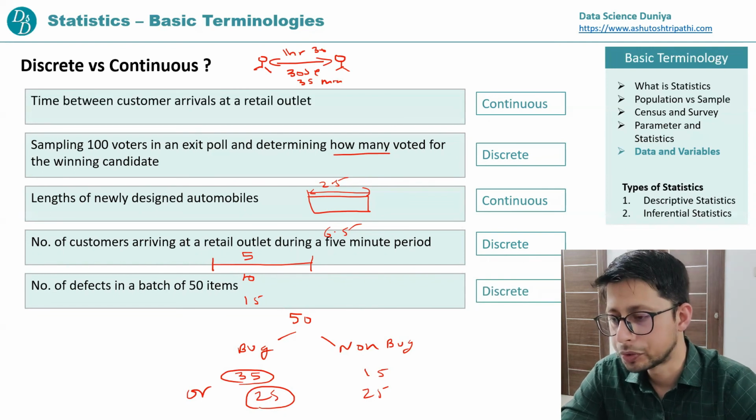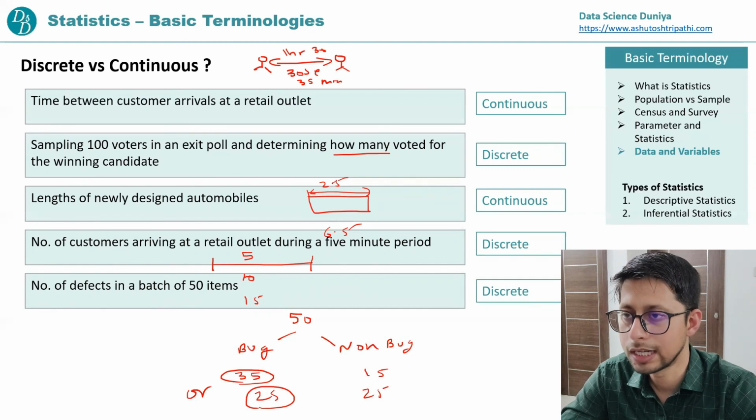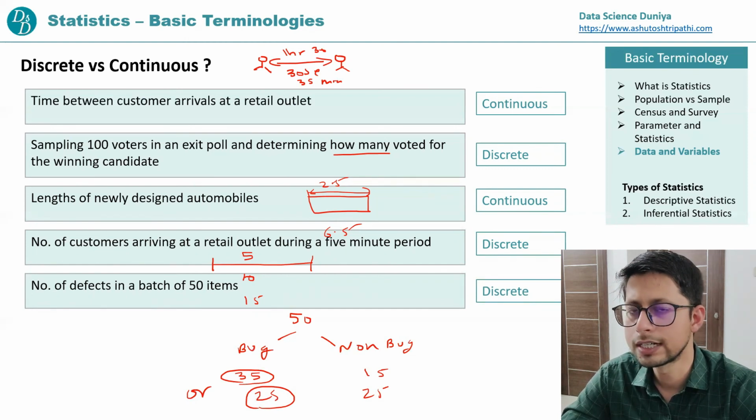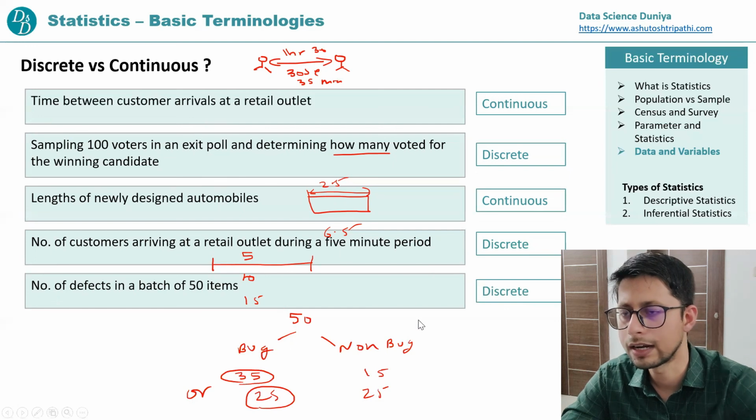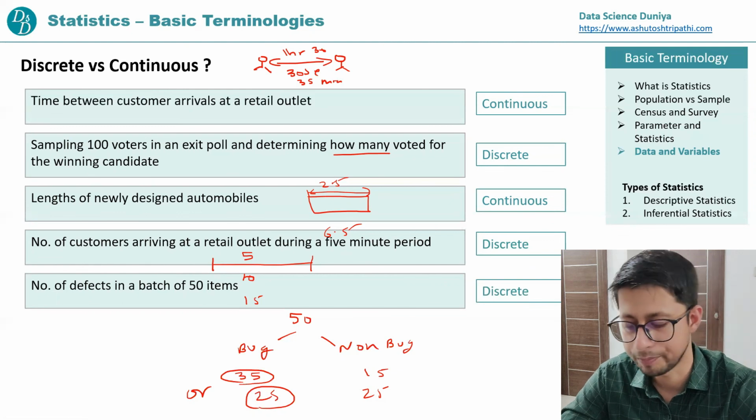Okay, so I hope by now the difference between discrete and continuous variables is clear. So that's it for discrete and continuous variables, and that covers the basic terminology, and in the next lecture we will start descriptive statistics in detail.